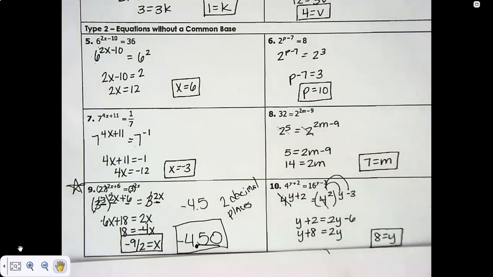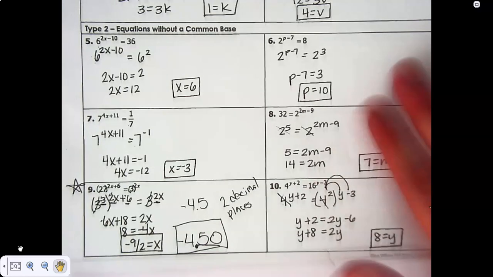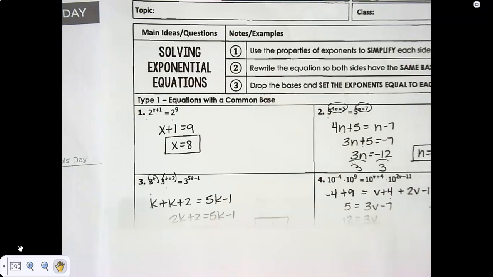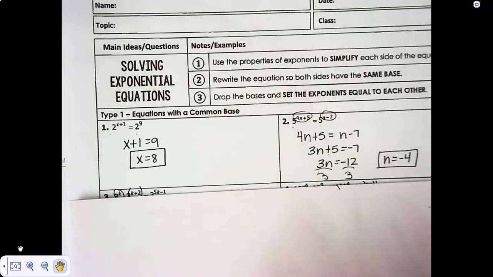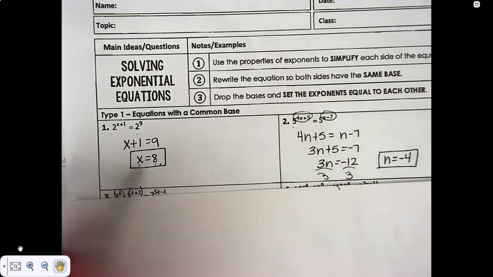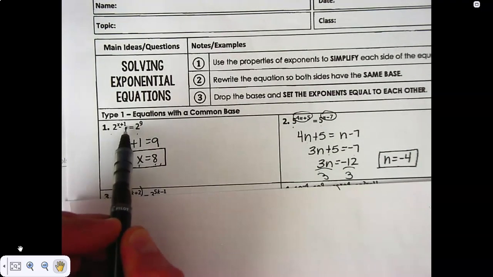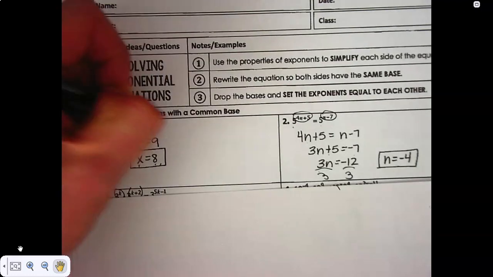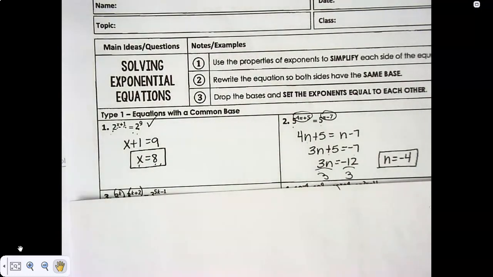One quick thing is, how do you check your own work? I totally was skipping all over this. Well, you would just plug in your answer. For example, up here on the top, to check your work, you get x equals 8. Wherever you see an x, plug in an 8. What's 8 plus 1? 9. Does 2 to the 9th equal 2 to the 9th? It sure does. So as long as you get the same thing on the left and right side of your exponents when you plug them in, you'll have a right answer.